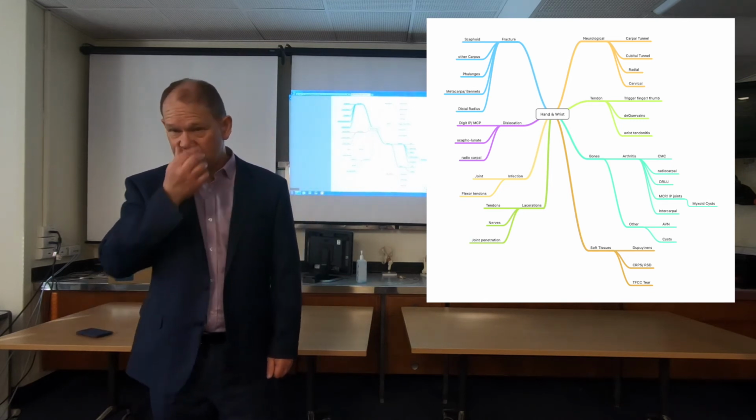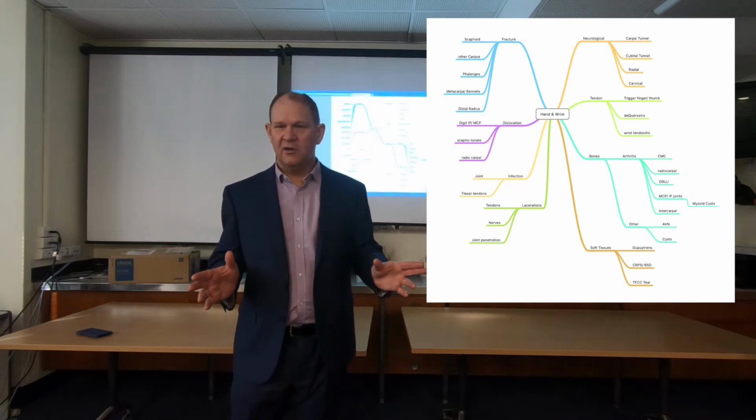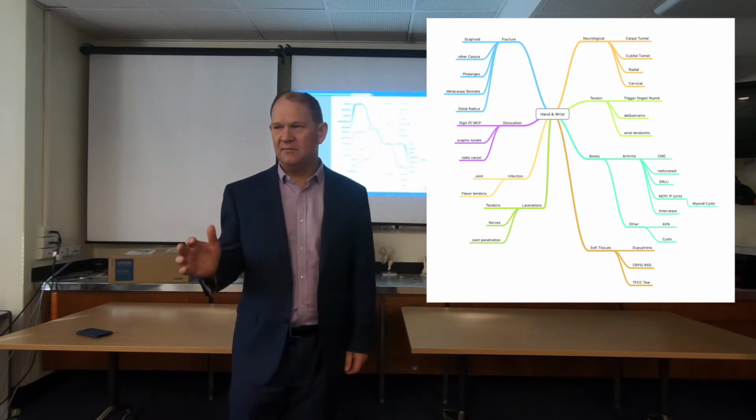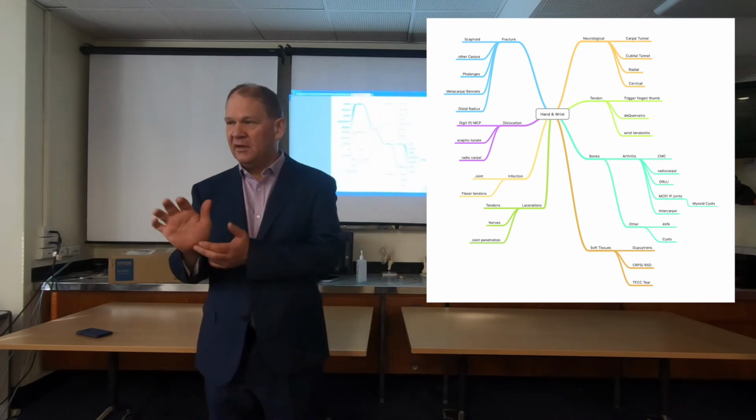So let's put this in perspective. What are the main neurological conditions that can occur in the hand? What can cause numbness in the hand? Carpal tunnel. It affects the median nerve. It's a trapping of the median nerve in the carpal tunnel.